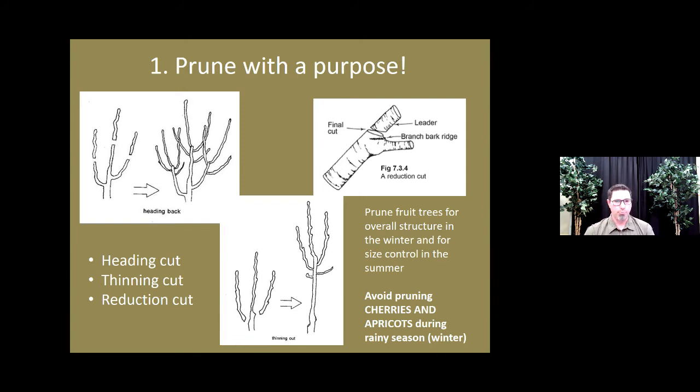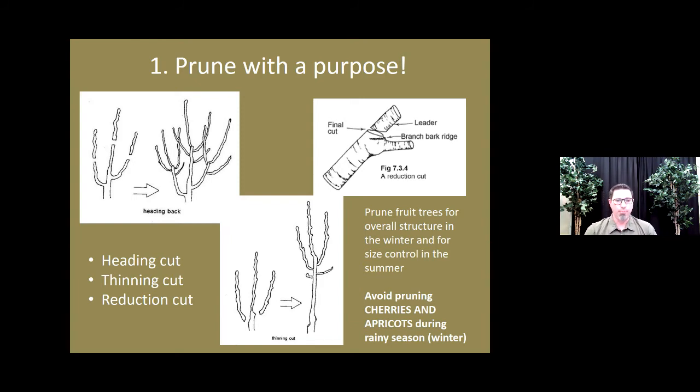You basically are going to prune your fruit trees now for overall structure, but for size control, keeping the fruit tree small, most of that pruning is going to be done in the summer by cutting back huge vigorous shoots and not letting that tree get out of control.